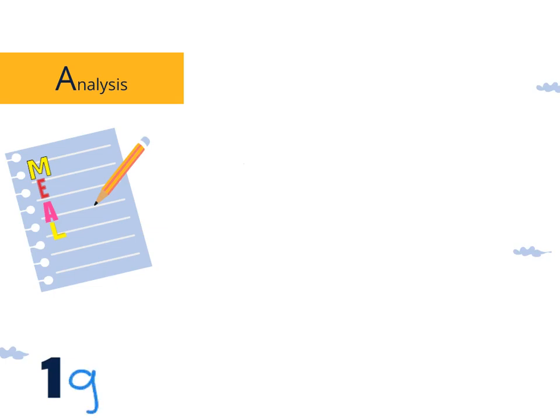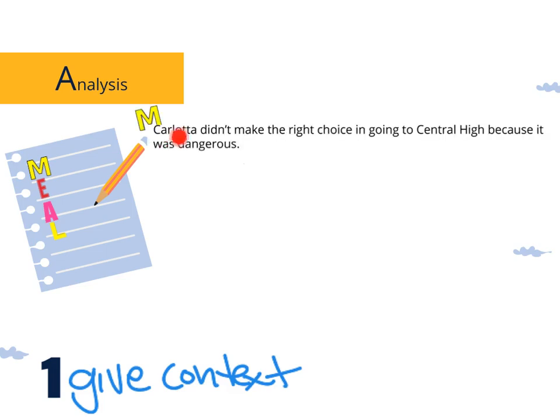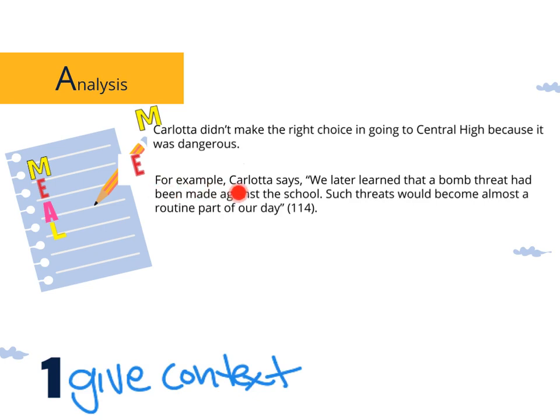First, you have to give some context for the quote you pulled from the book. Assume the reader doesn't know where this quote came from and what part of the book this comes from. Let's take one of the previous examples. Remember, the claim was Carlotta didn't make the right choice in going to Central High because it was dangerous. And the example is Carlotta says, "We later learned that a bomb threat had been made against the school. Such threats would become almost a routine part of the day." And that came from page 114.